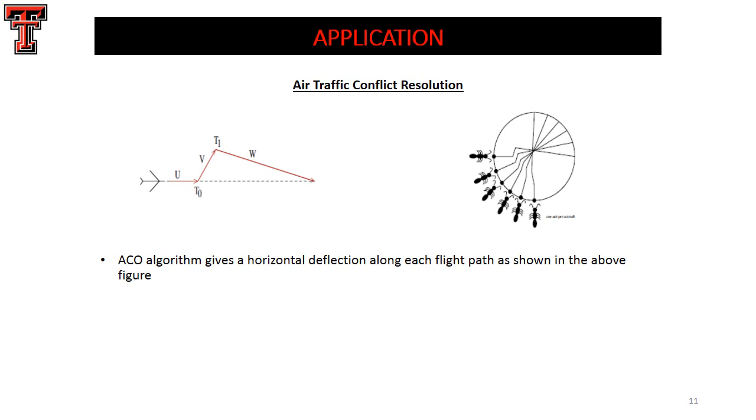The solution proposed by the ant colony optimization algorithm is pictorially represented here. The algorithm proposes a horizontal deviation along the flight path for each of these flights, satisfying all the constraints. That is, each flight has to travel through the minimum path possible, and none of the flights meet each other in the conflict zone at the same time.